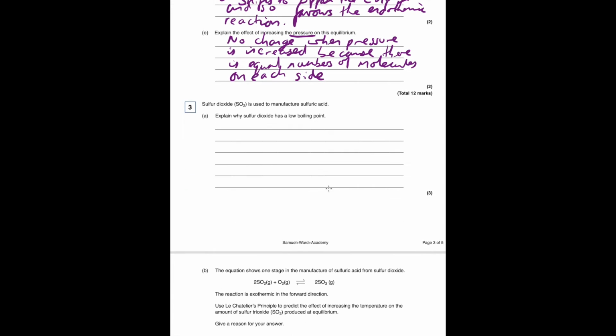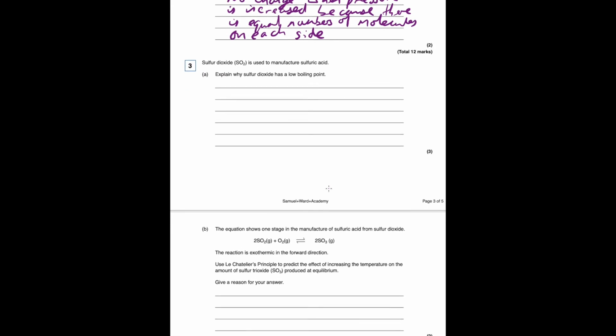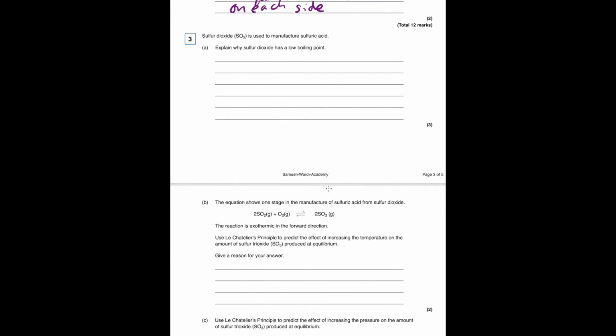Okay, next question. So sulfur dioxide is used to manufacture sulfuric acid. Explain why sulfur dioxide has a low boiling point. So this is a throwback to structure and bonding from last year. So we need to be thinking about the type of structure that sulfur dioxide has. So SO2 is a bit like CO2. And so what we know about carbon dioxide, again, it has a low boiling point. It has covalent bonds between the sulfur and the oxygen. But it's also existing as a small molecule. So it's not a giant structure, it's a simple one.